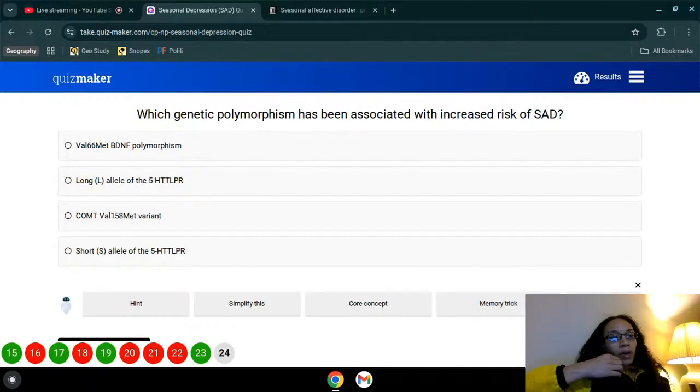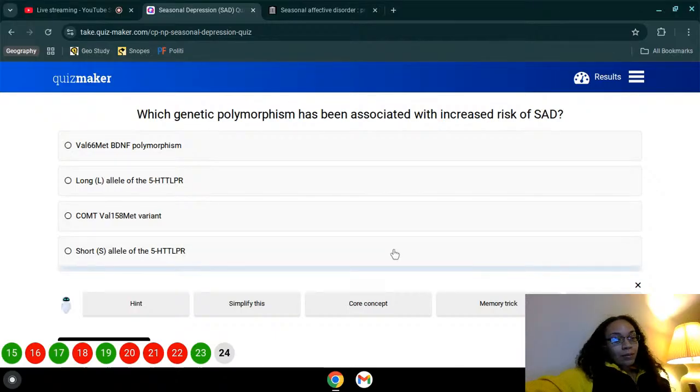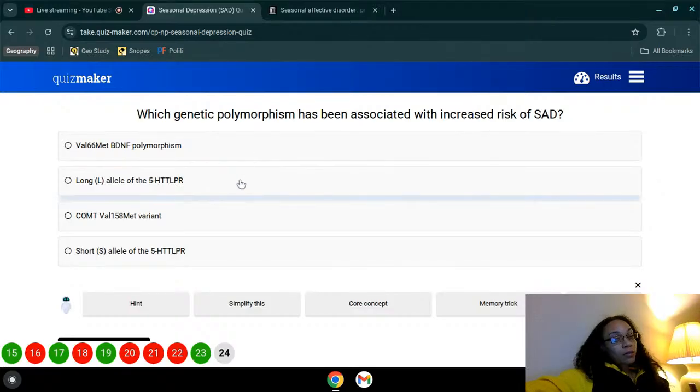Which genetic polymorphism has been associated with increased risk of SAD? Short allele? Long. No idea. So there was an XL medication. I'm going to go long, L.